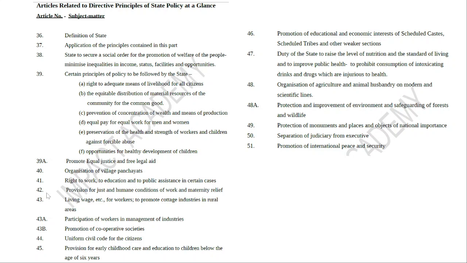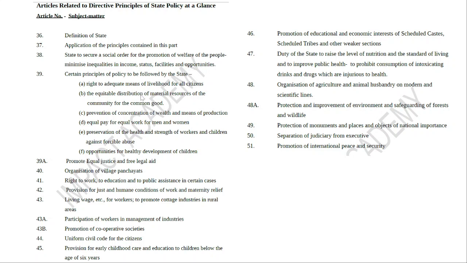Now you may not remember sentences as such. Try to remember roughly. So 36 and 37 are not required. 38 is to secure social order for promotion of welfare of the people. So when you are talking about welfare of the people, all these free schemes and everything, it's all coming from the directive principles of state policy. So 38 is welfare of the people.